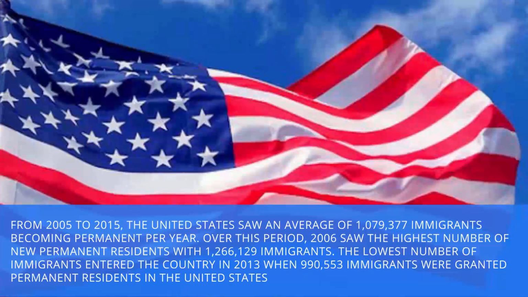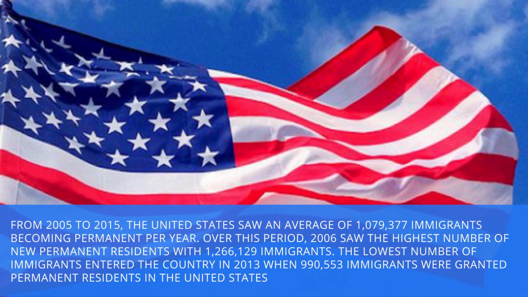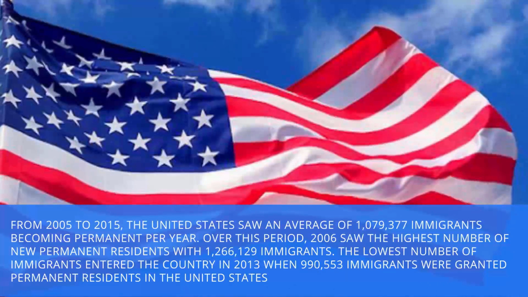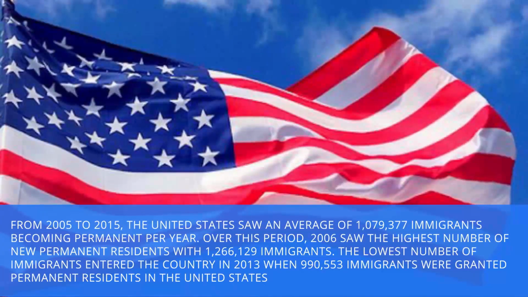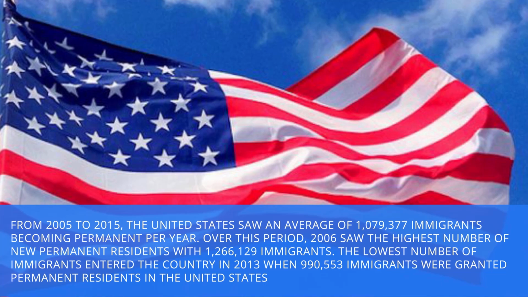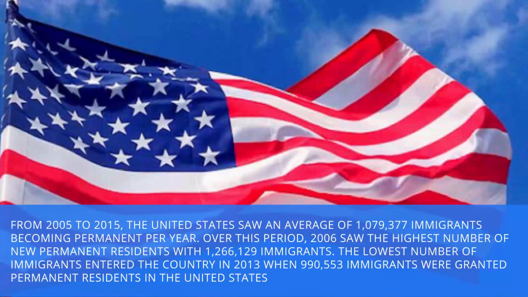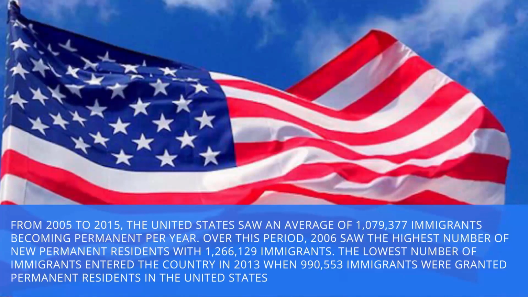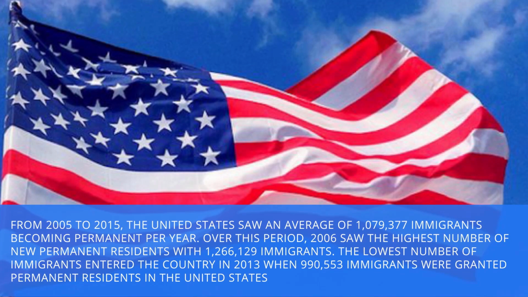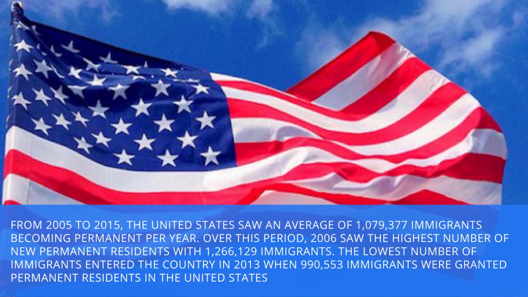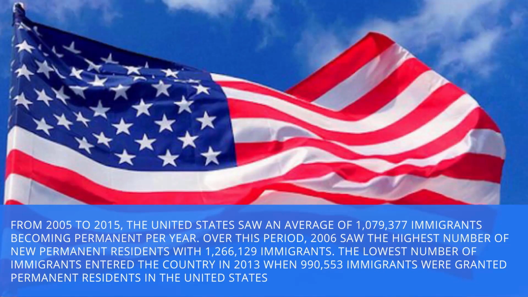Over this period, 2006 saw the highest number of new permanent residents, with 1,266,129 immigrants. The lowest number of immigrants entered the country in 2013, when 990,553 immigrants were granted permanent residence in the United States.